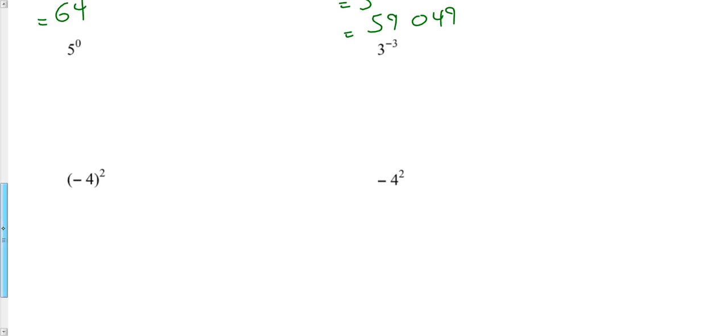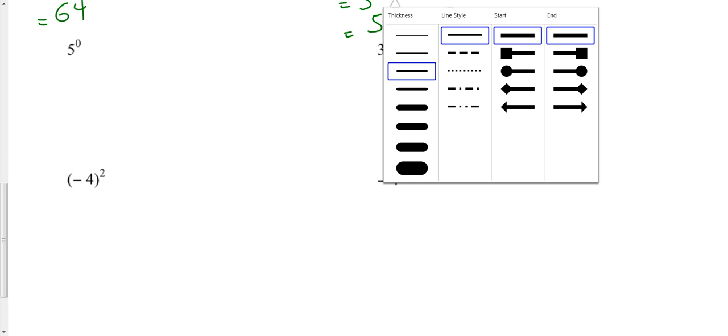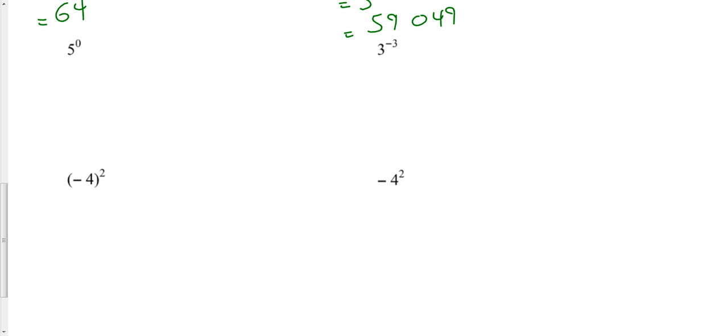Again, we'll just move down one more. Change our pen color just for variety's sake. We've got 5 to the exponent 0, and this one should be really easy. Because frankly, any number written to the exponent 0, or any number raised to the exponent 0, is just equal to 1. Okay? So anytime you have a 0 as your exponent, the number is just equal to 1.